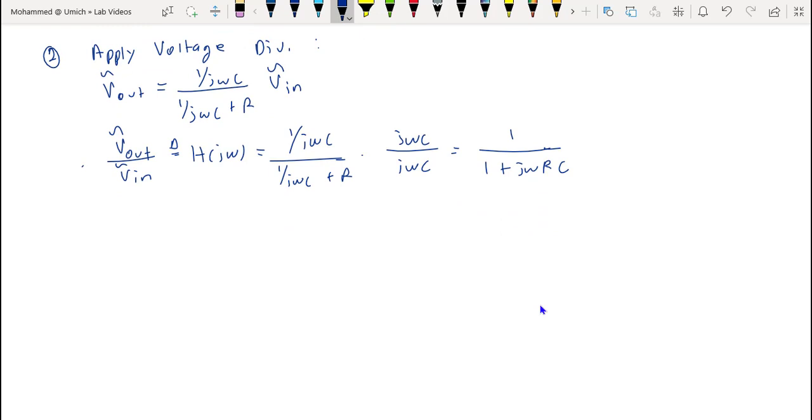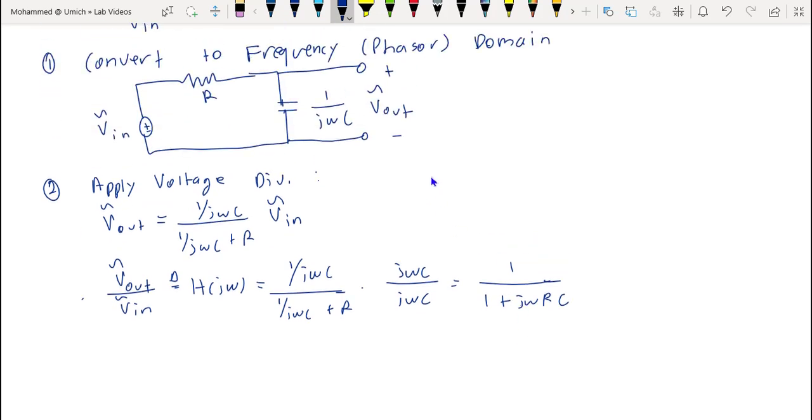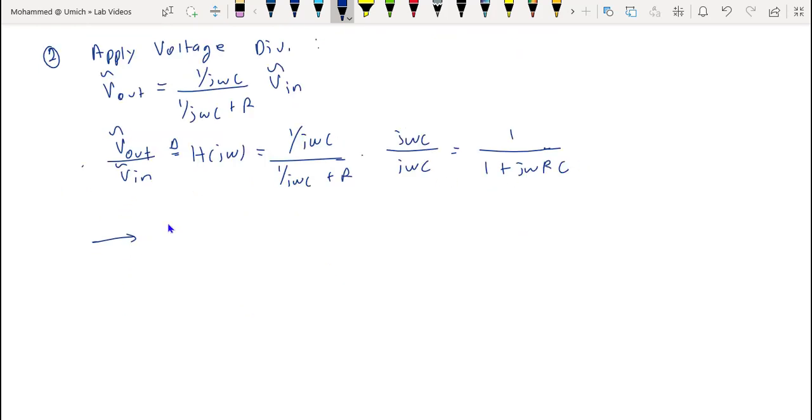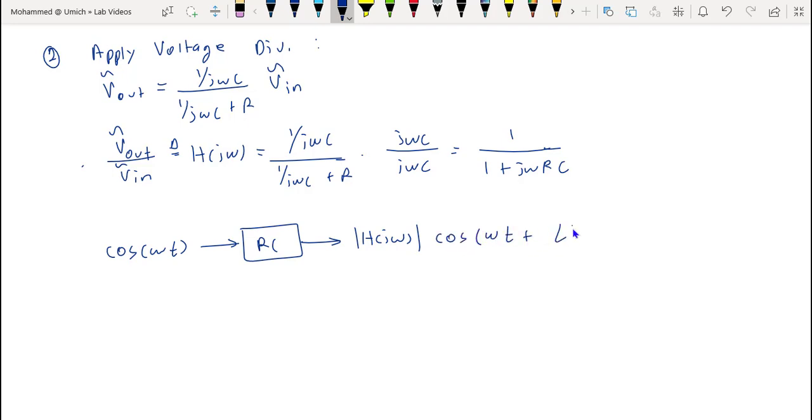Now before we move on, I'm going to step back for a minute. I want us to think about what's really going on with this frequency response function. If you apply a sinusoidal signal, say cosine of ωt, to the RC circuit, you'll get out magnitude of H(jω) times cosine of ωt plus the phase of H(jω).